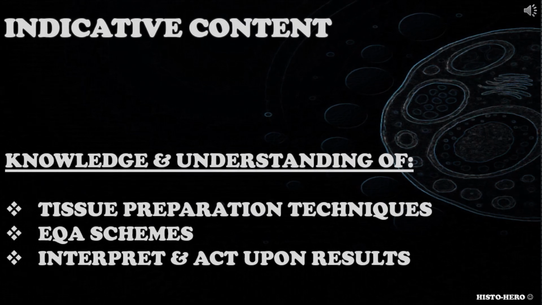Indicative content highlights knowledge and understanding requirements that might be assessed during the viva. They may or may not be demonstrated by the learning outcomes or candidate's evidence. In the gastrointestinal and hepatobiliary histology submodule, the candidate is expected to have knowledge and understanding relevant to tissue processing and embedding techniques for routine histology samples, relevant to EQA schemes for tissue processing and embedding procedures, and be able to interpret and act upon the results.